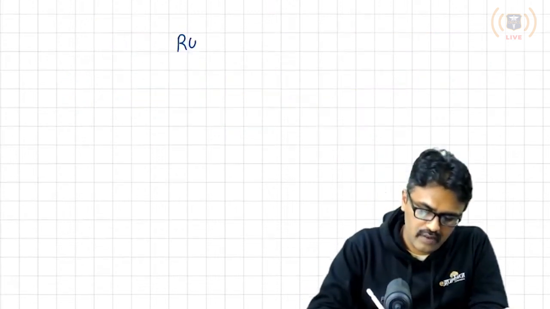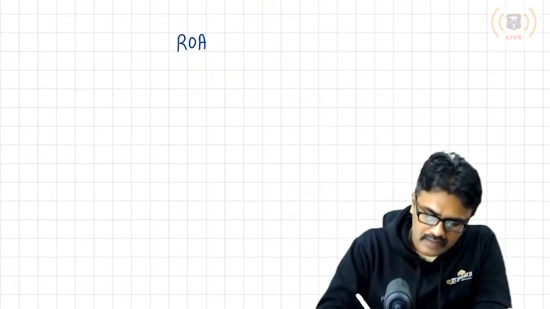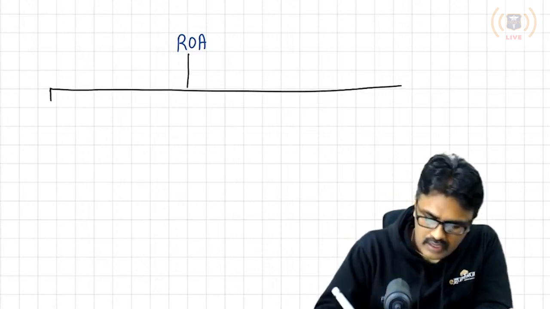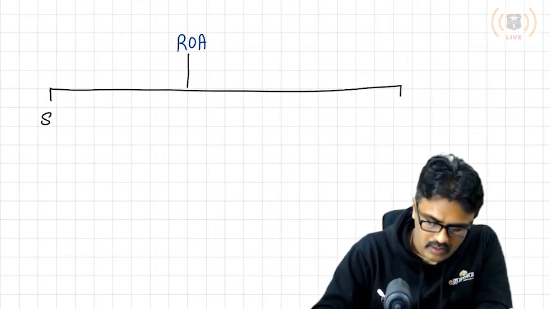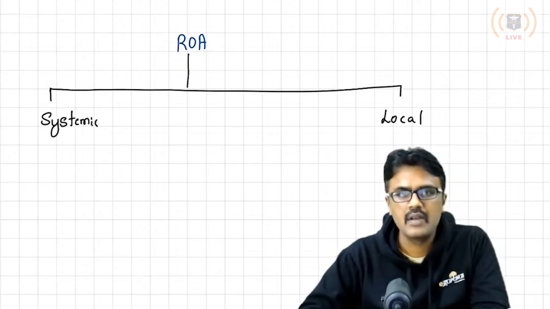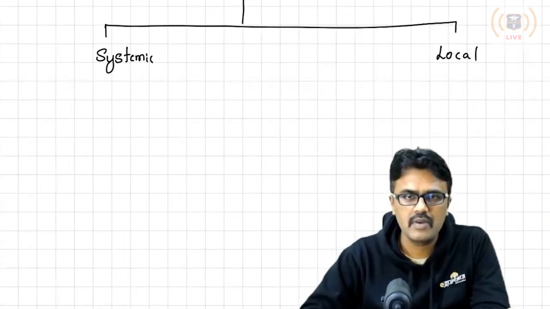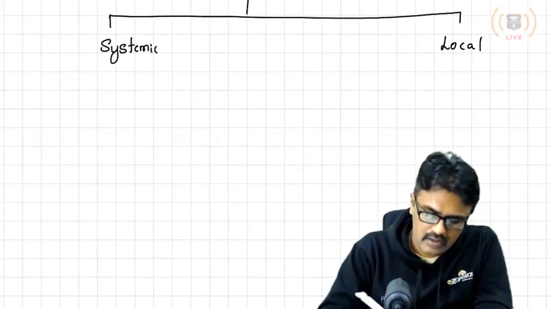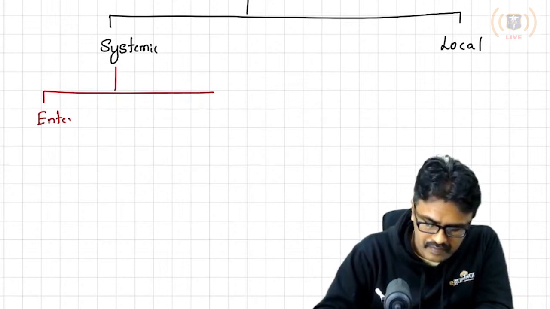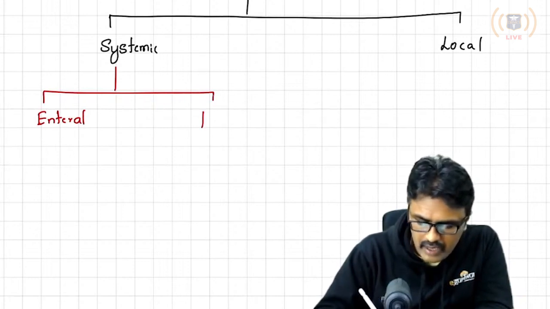Now, route of drug administration, we classically classify them into 2 important things. One is the systemic route, and one more is the local route. So you know that we classify them into systemic route and local route. And in systemic route, we have 2 varieties. One is the enteral route, and one more is the parenteral route.